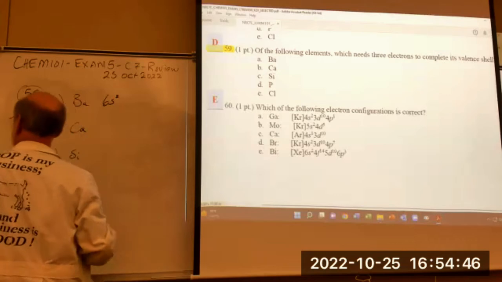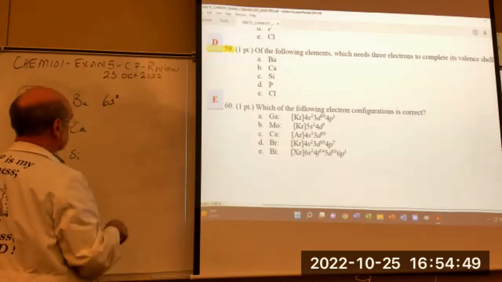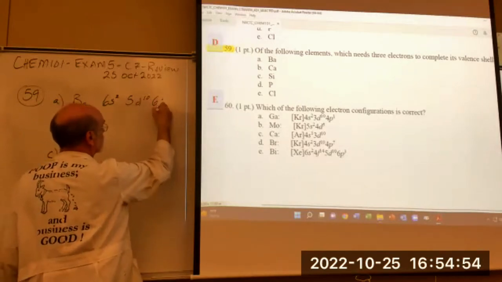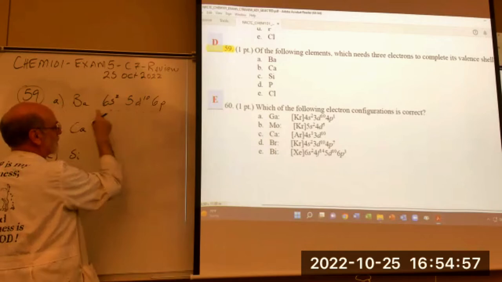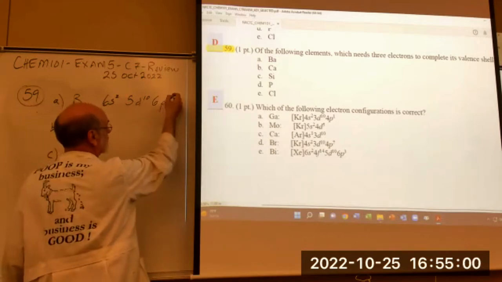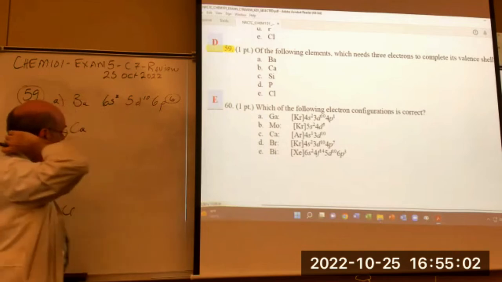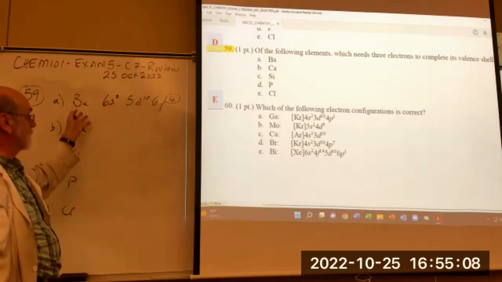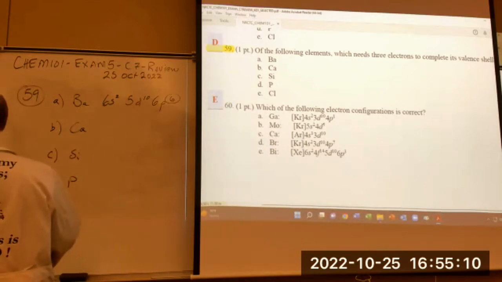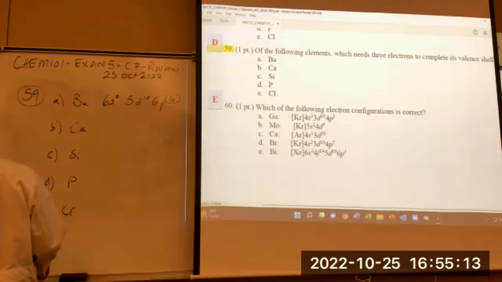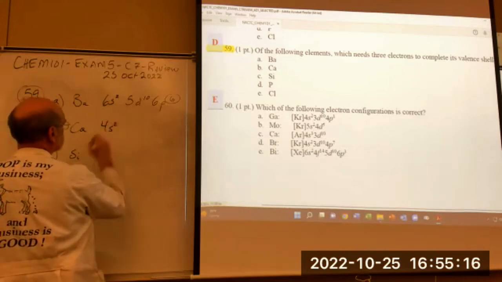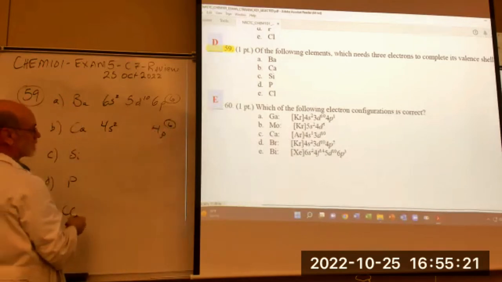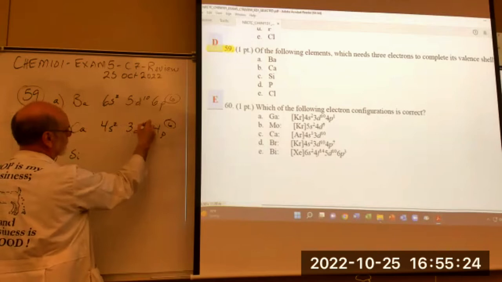That means in order to complete its valence shell, it's got a 5d in here, but that's got to be complete before you can get to 6p, right? It's the highest number, right? So how many does it need? Right, it would need six to complete its valence shell. Right, so it can't be barium. Calcium is the same as barium, only it's 4s2, and now it's going for 4p6. It needs six to complete its valence shell, and in here we would have 3d10.